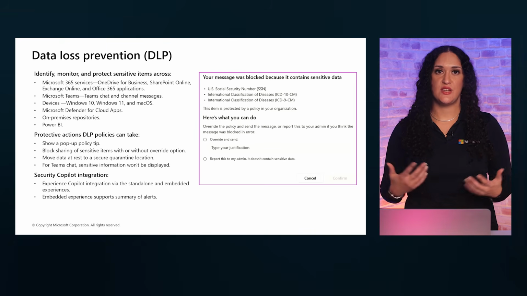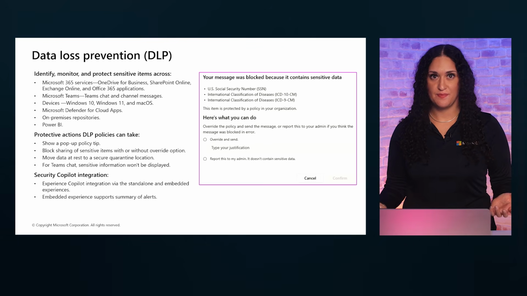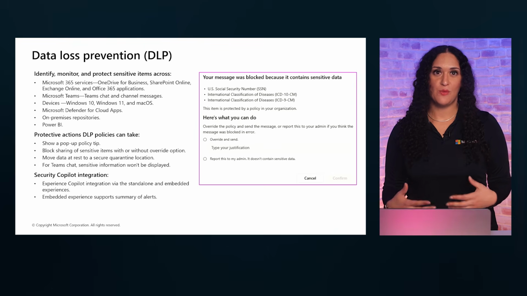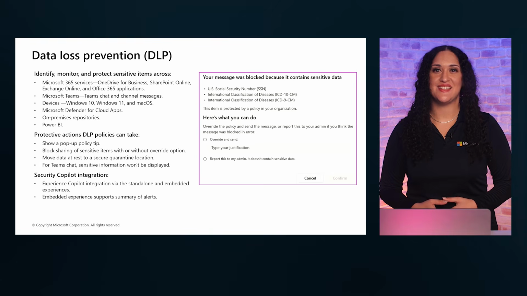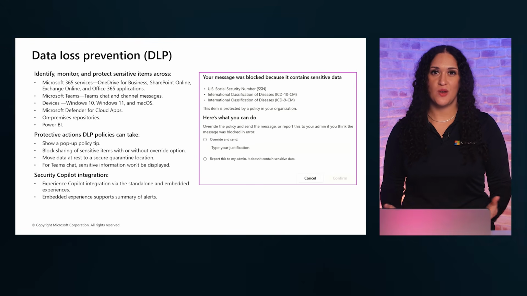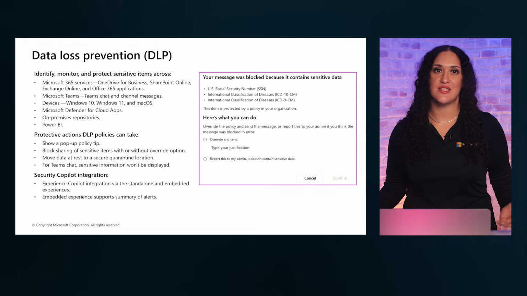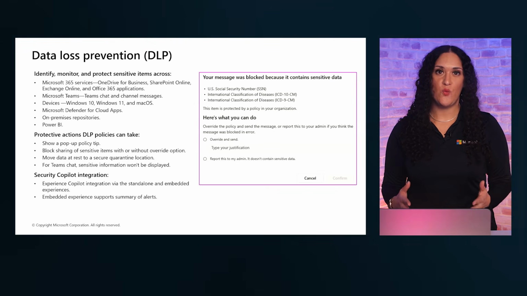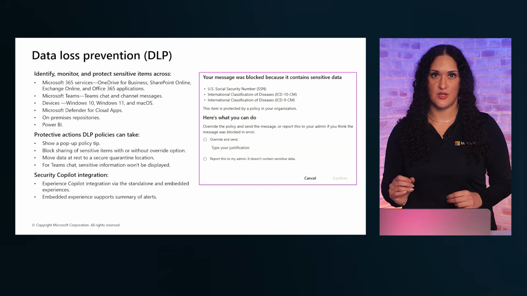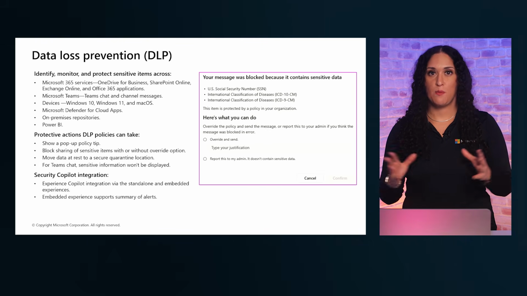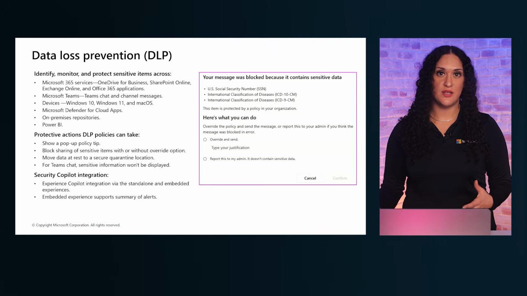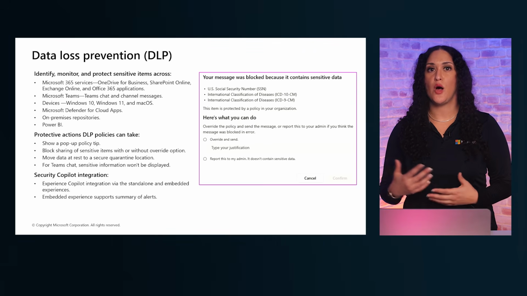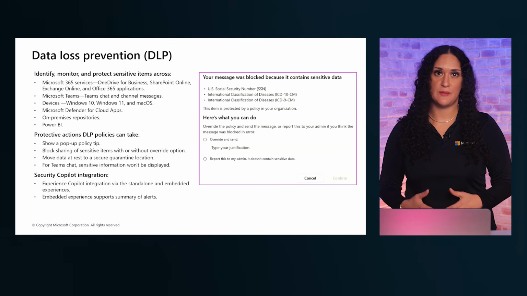DLP policies look for sensitive information types and then take action in real time, such as showing a policy tip, blocking sharing with or without an override, or preventing sensitive content from appearing in a Teams message. It helps users pause and make better decisions while still allowing work to continue securely. DLP works by combining clear conditions with protective actions that match the organization's risk tolerance. Administrators can use built-in templates for common scenarios like financial, health, or privacy, or they can create their own policies tailored to their business needs.